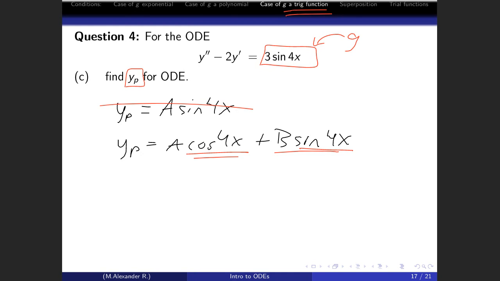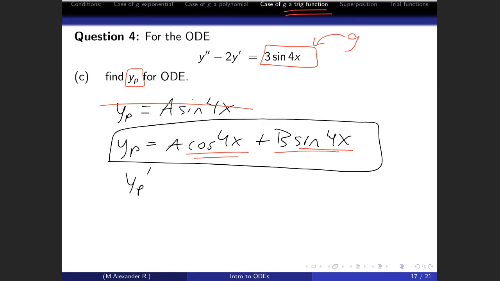Now that you know your guess, you need to find your first derivative and your second derivative, and then you plug them into the differential equation, and then you want to figure out what the a and b are equal to. So that's our goal.